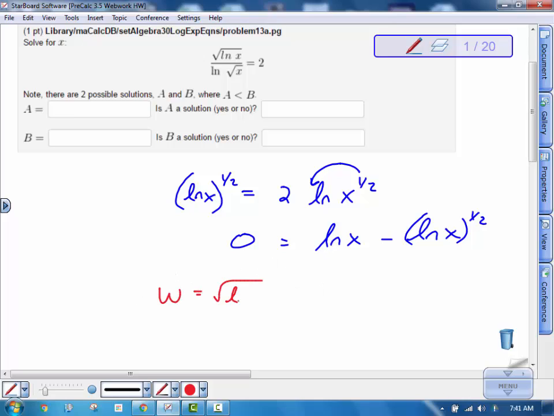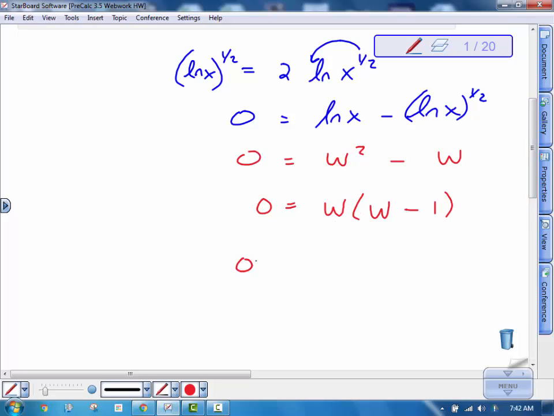w equal to the square root of natural log of x, which is right here. That would be w. And then w squared would be natural log of x, which is right here. So then I can just solve that equation, and then from there I'll have w, so I can solve these equations. So factor out a w, and you get w minus 1 here. And then I'm going to insert back in what I called w, which was the square root of the natural log of x. And so now I'm going to solve these.